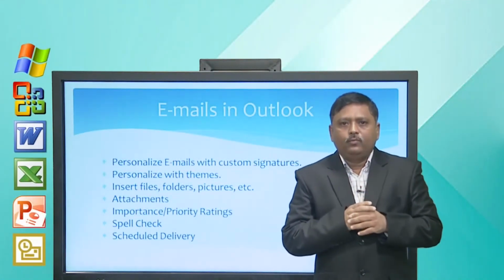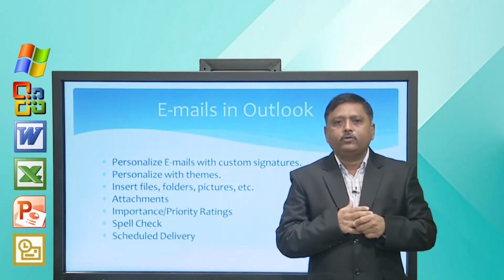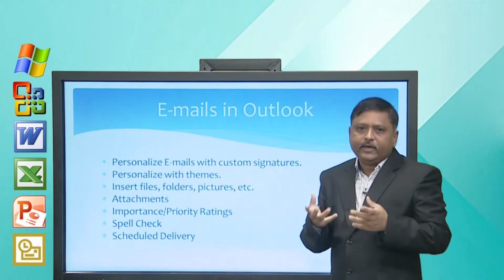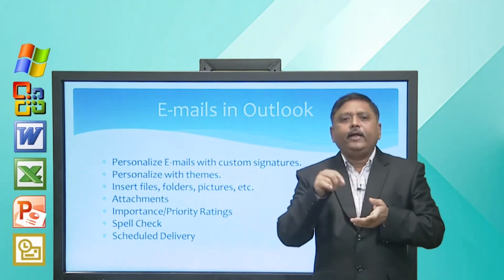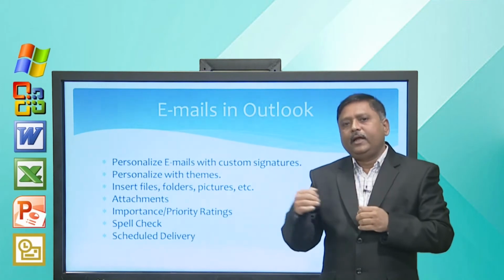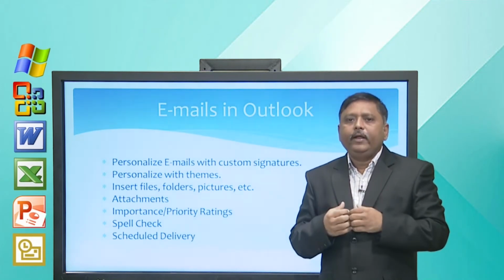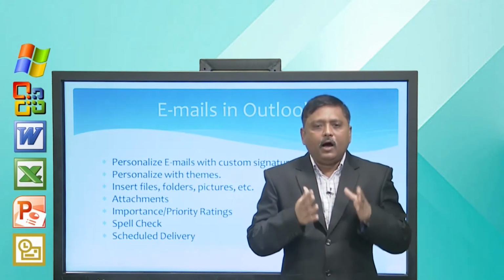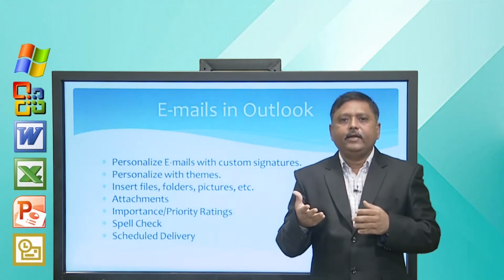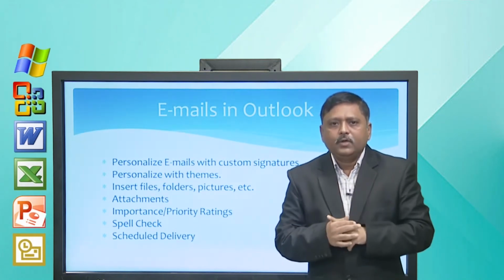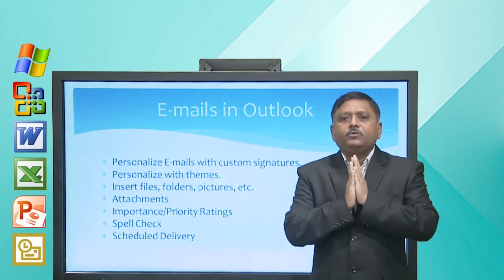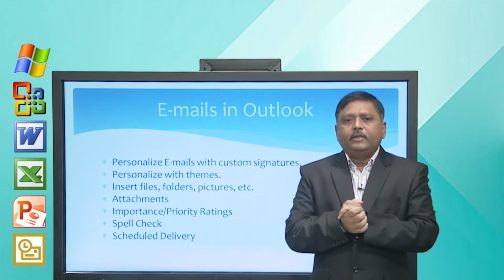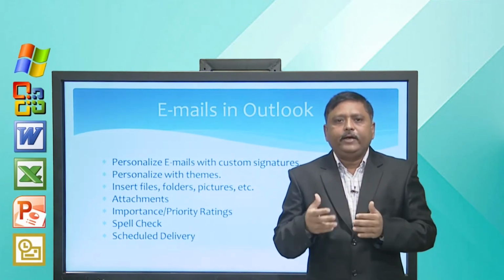What can we do with email in Microsoft Outlook? So, here is the list. You can personalize email with a custom signature. Now, what is a signature? When you write a letter, we put our signature at the end of the letter. Similarly, you can have your own signature in Microsoft Outlook, and Outlook will automatically append that signature to every single mail that you send to a particular recipient. So, it looks like a very formal letter or email. So, for that Microsoft Outlook provides a facility for signature.